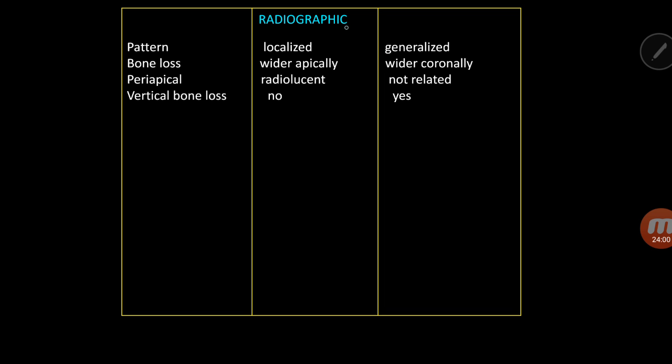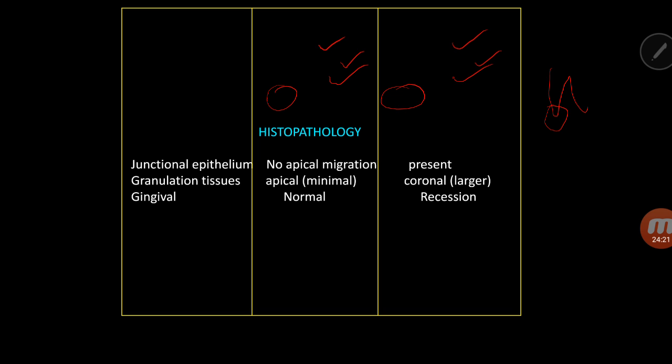So coming to the radiological features, the pattern of bone loss is localized here, whereas it is generalized in the periodontal case. Bone loss is wide apically. So if the root canal is infected, it will be wide periapically, whereas in the case of periodontal it is wide coronally. Periapical radiolucency is seen, it is not related. Vertical bone loss is not seen, vertical bone loss is present in the case of periodontal.